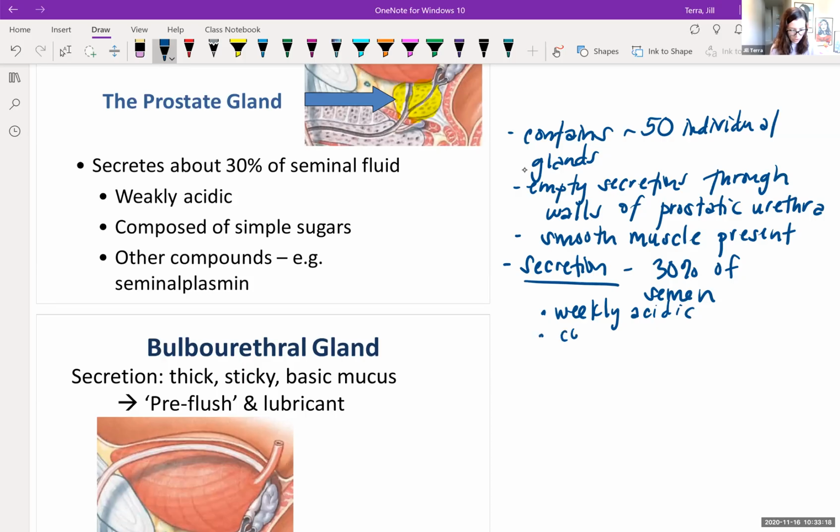It does contain sugars. It contains antimicrobial compounds like seminal plasmin. It also contains, and this is kind of neat, an enzyme that basically clots the semen so that the semen will actually adhere to the walls of the cervix or vagina.